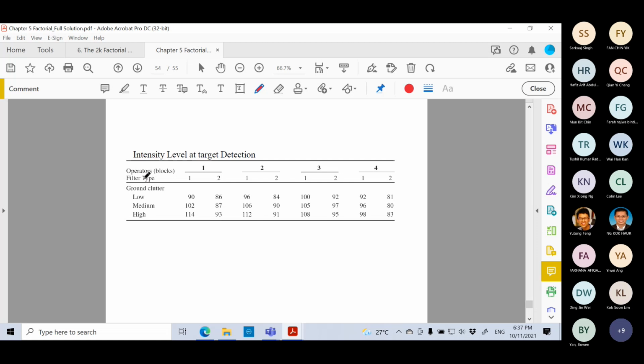The main target is that they want to know the effect of the filter type and the ground cluster on the yield of the results. So therefore, they have an operator block because they used different operators. If you think the operators are all equally skilled, so that they do not have any effect, then you don't need to consider this one as a nuisance factor.